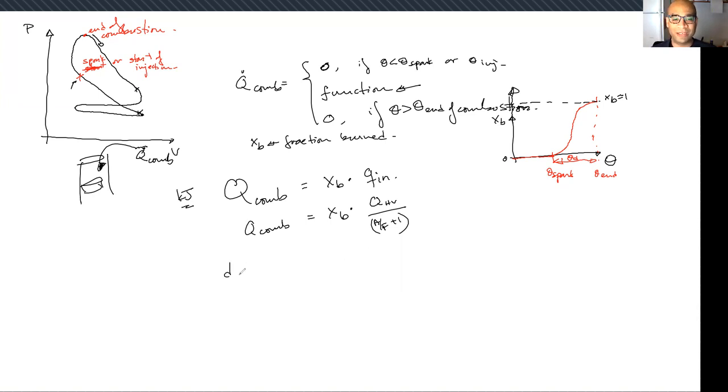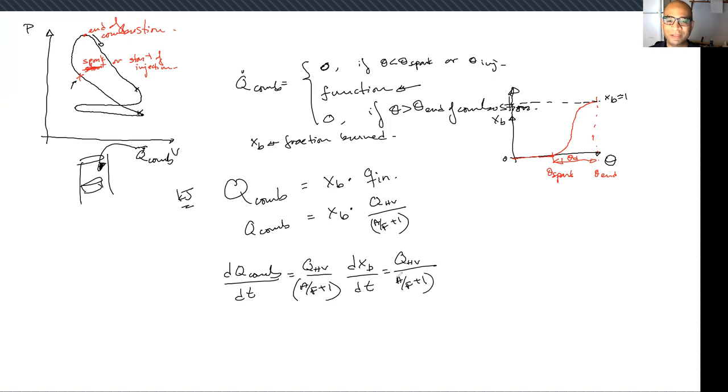So I want dQ combustion dt. And that's going to be equal to, well, the stuff on the right, the QHV over air-fuel, that's a constant. It's not going to change. And then we have dXB dt. From correlation, if we look in the book, for example, we use what we call the VB function. This is a good correlation function that is easy to compute.